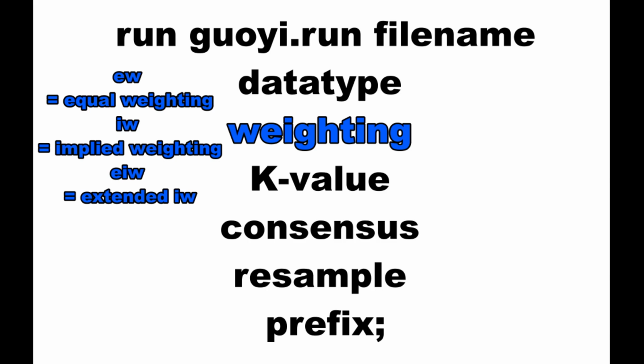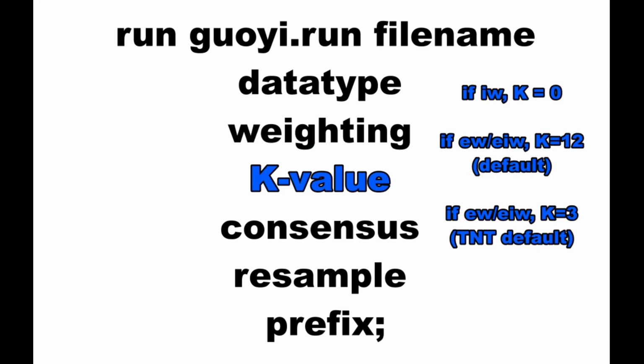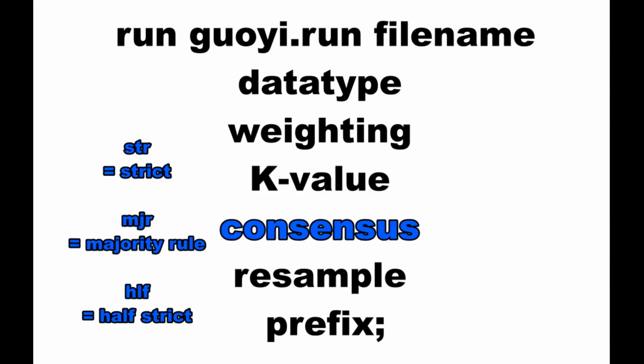You may also choose implied weighting IW or equal weighting EW. If using EIW or IW, a k-value of 12 is recommended. This is the script default, while TNT's default is 3. For EW, set the k-value to 0, which means not applicable. Consensus types include strict consensus SCR, this is the default, additional majority rule consensus MJR, and half-strict consensus HLF are available.